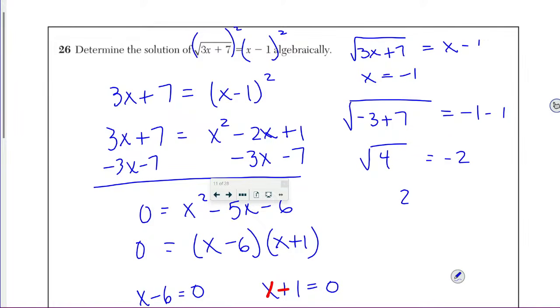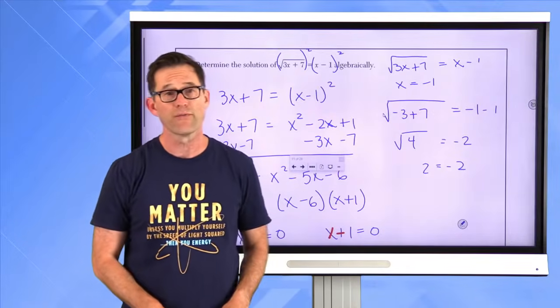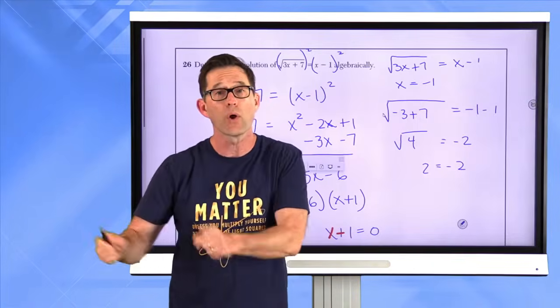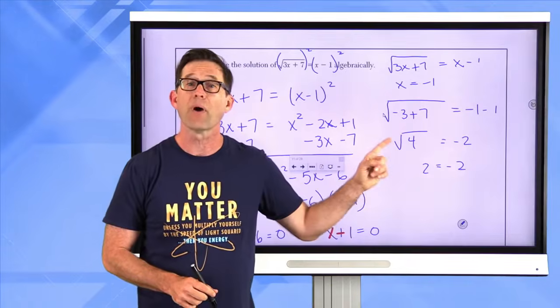and that's the square root of 4 is equal to negative 2, and that's 2 equals negative 2. Now what messes people up is they say, yeah, but I've been told forever that the square root of 4 is both 2 and negative 2. No, no, no. This is what's called the principal square root. It's the positive version.